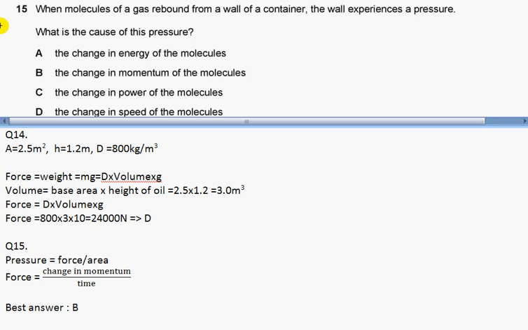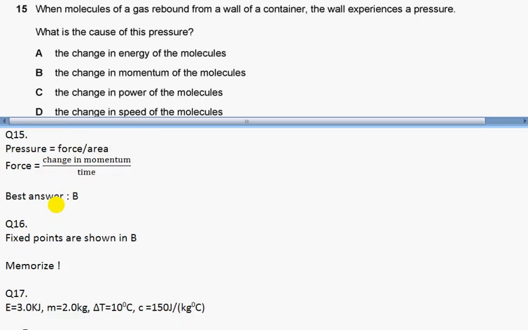When molecules of a gas rebound from the wall of a container, the wall experiences a pressure. What is the cause of this pressure? By definition, pressure equals force divided by area. Force is change in momentum divided by time. So the best answer here is B, change in momentum of molecules.